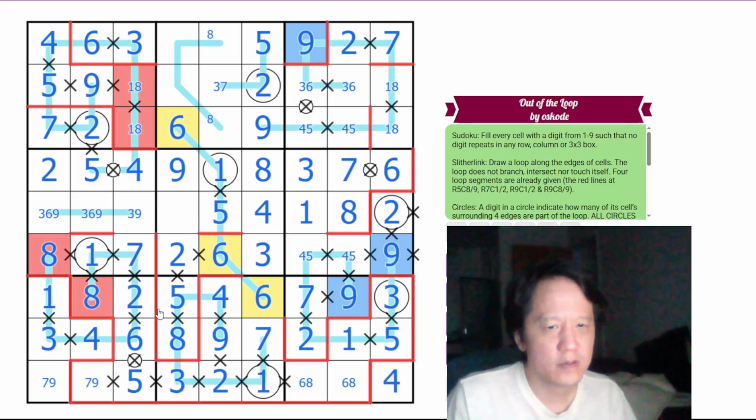Okay. This is 1. This goes here, so again, it cannot go down because it can't form a loop that way. It must go there. It could connect here, that's fine.